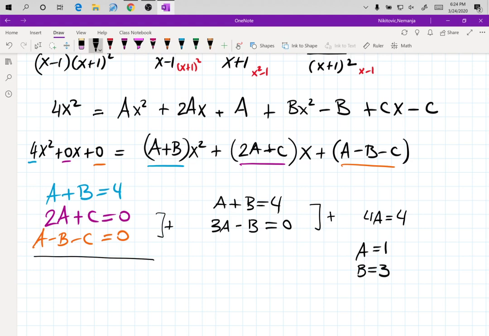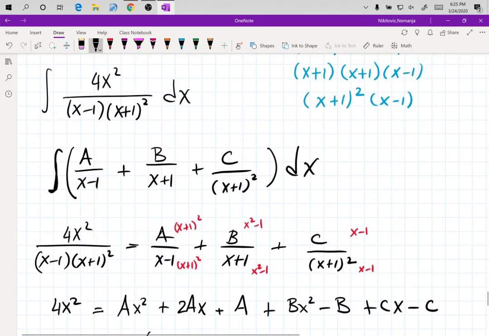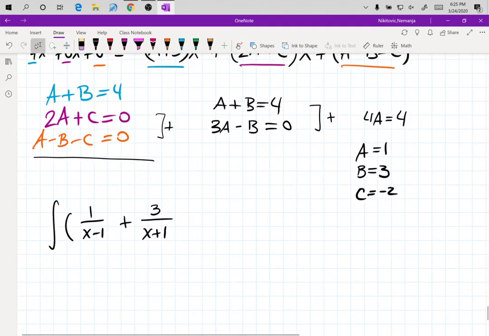And if a is 1, c is negative 2, because 2 times a, 2 times 1 is 2, and then I need minus 2 to get a 0. Perfect. So I have my a, b, and c, and I go back to the integral. A was 1, and that was over x minus 1. Then we have plus b, which is 3 over x plus 1. Let me just make sure that I'm getting this right. So a over x minus 1, b over x plus 1, and c over x plus 1 squared. So that's minus 2 over x plus 1 squared dx.